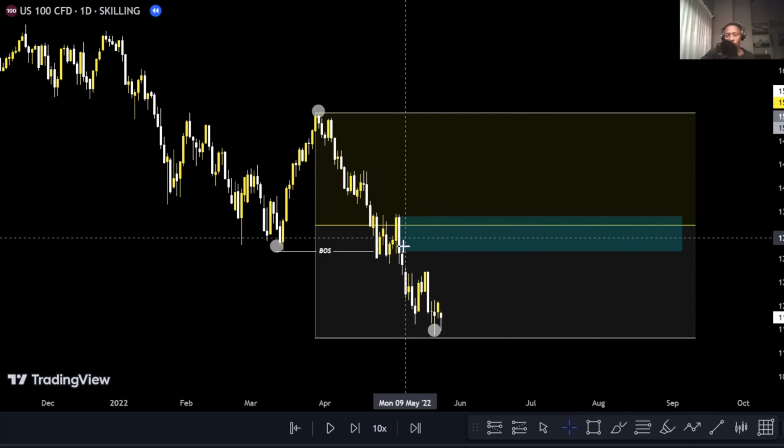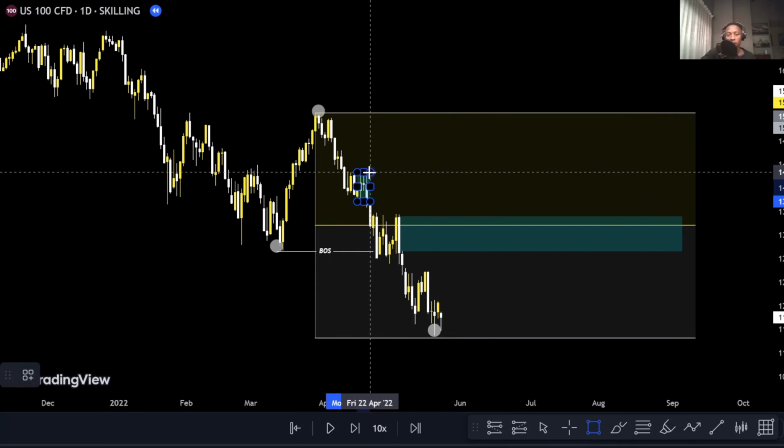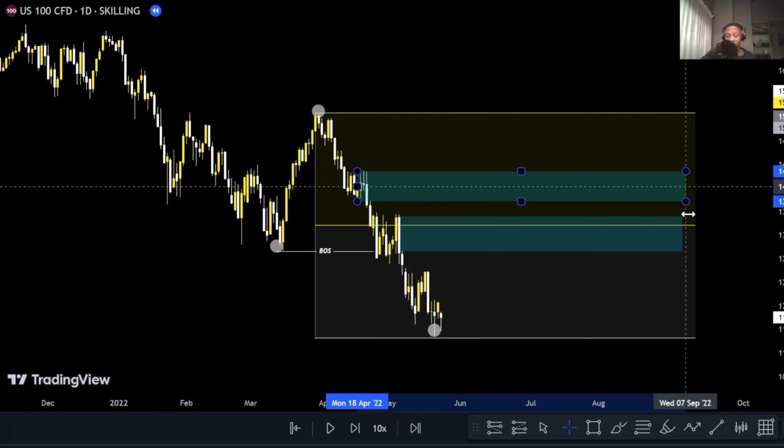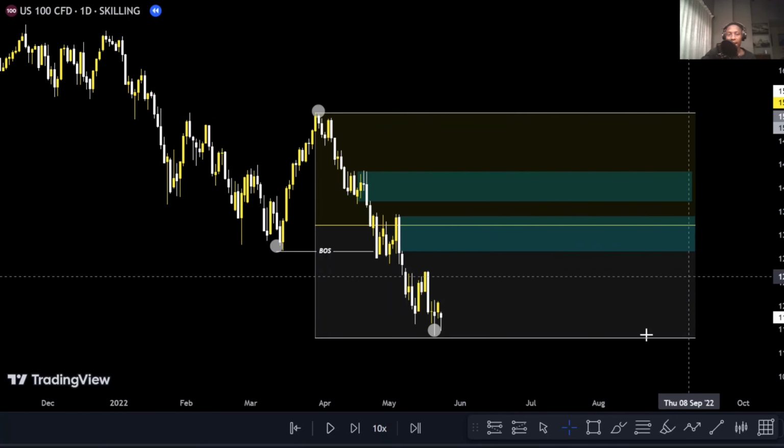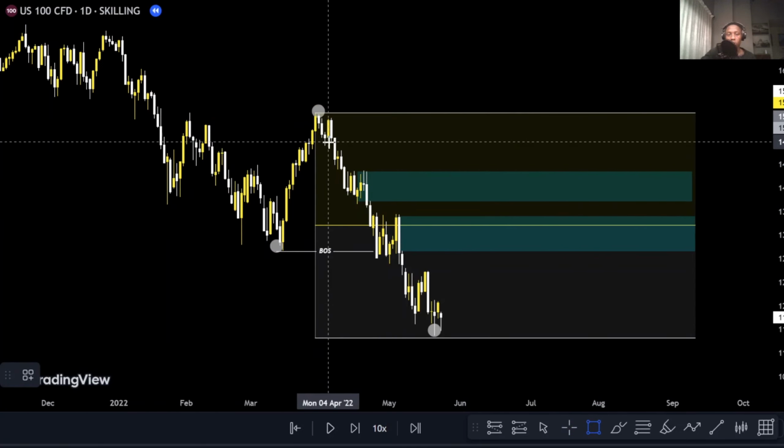So we have this point, it's hugging the 50% zone. We have this supply zone. The nice thing about Nasdaq, it really does respect supply zone. So yes, I'm going to highlight that. And then we also have an order block over here.